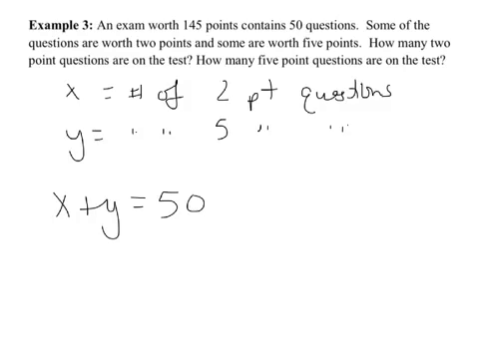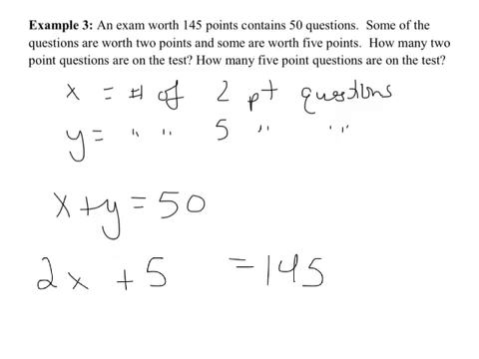But now we have to think about the point worth. There's 145 points in the test. Let's say there were 10 2-point questions. If there were 10 2-point questions, you would say, okay, 10 times 2, because they're 2 points each, means you can get a total of 20 points from there. And the whole exam is worth 145 points. So really, we could say that 2 points per question times the amount of questions there are worth 2 points each, plus 5 points per question times the number of questions there are at 5 points each.